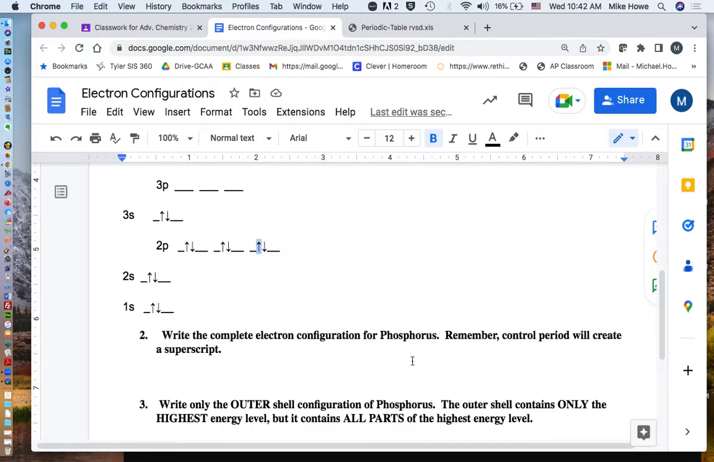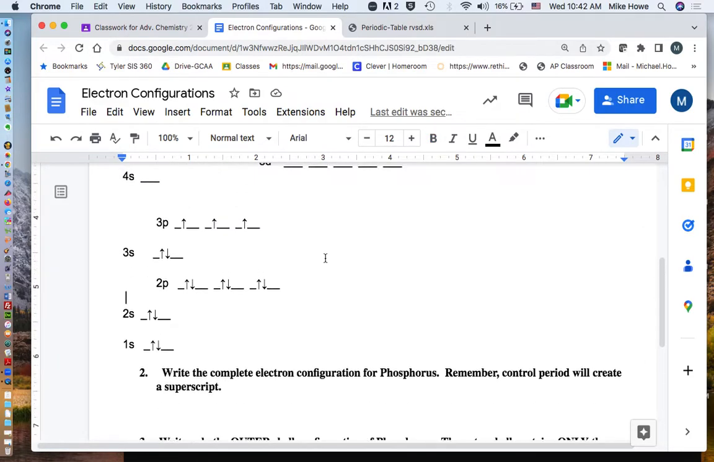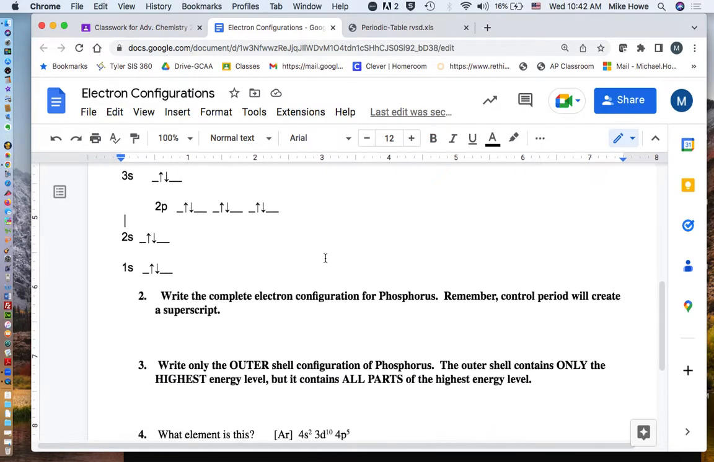And phosphorus had 15. So I need to put single arrows in here. And the way I got the single arrow was to just copy one of these right there and paste it in. So that was what I wanted in the boxes. That's the orbital diagram for phosphorus.